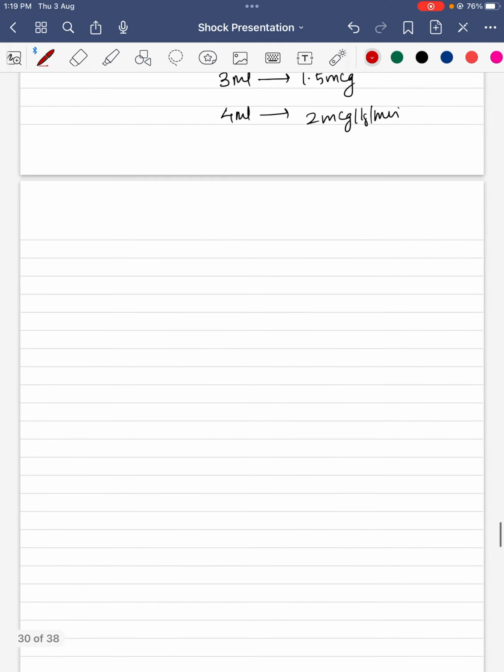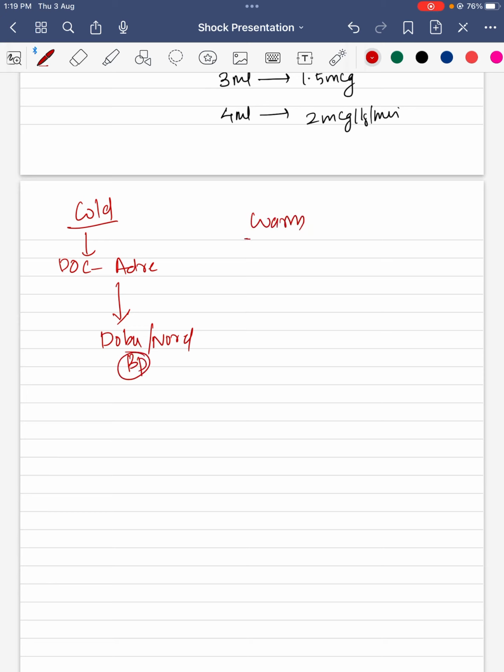Okay, for cold shock, drug of choice number 1 is adrenaline. After 60 minutes, if not improving, dobuta or noradrenaline depending upon the BP. Warm shock, what is the drug of choice? Norad. After 60 minutes, if not improving, dobuta or vasopressin depending upon BP. This much clear? Okay.